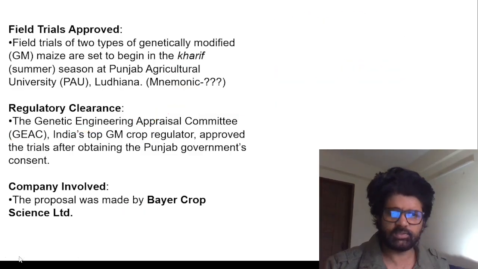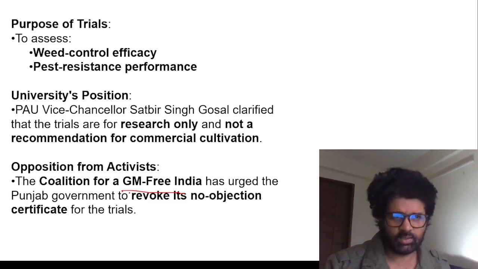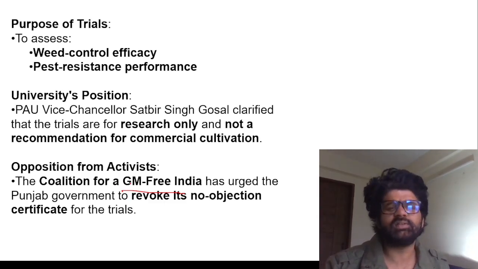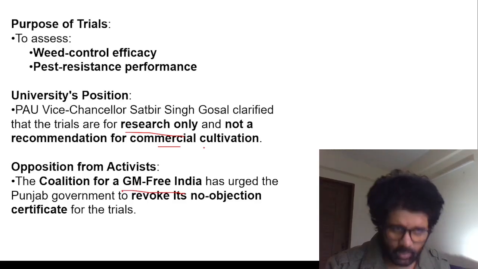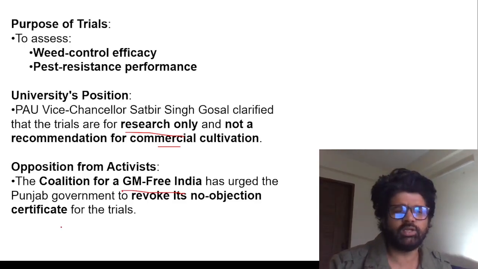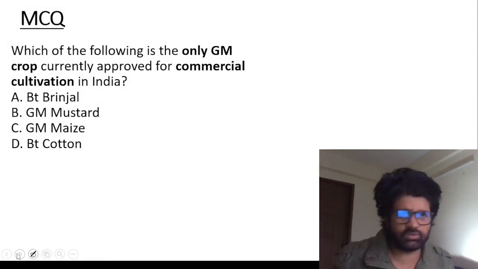So the proposal was made, but many people are not very happy. Coalition for GM Free India is saying that no, Punjab government, don't do this. We don't like this. But again, this is just a field trial. PAU Vice Chancellor is saying it is research, not a recommendation for commercial cultivation. Up until now, BT cotton is the only GM crop going for commercial cultivation. Everything else is at different stages of trial.